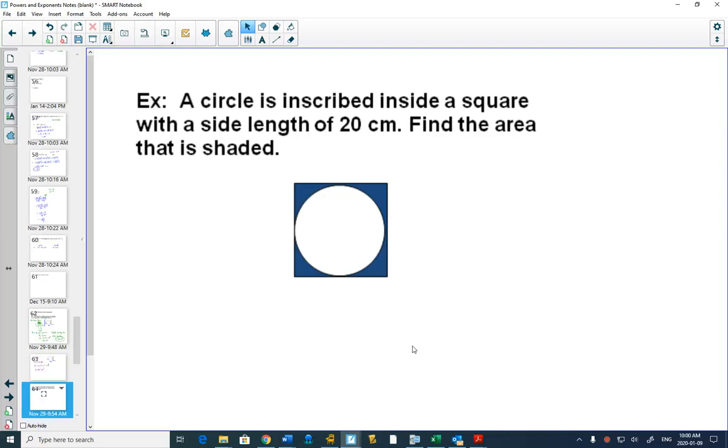When it says inscribed, that means that that circle is touching the edges. The circle is touching the edges of that square. The side length is 20 centimeters. We want to find the area that's shaded. So we're going to brainstorm to begin with.